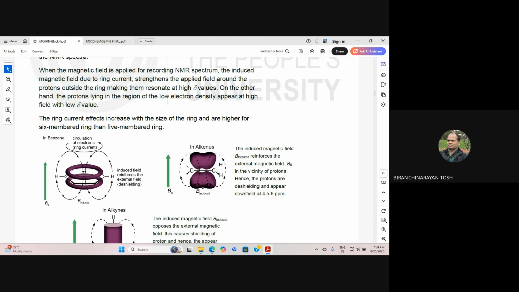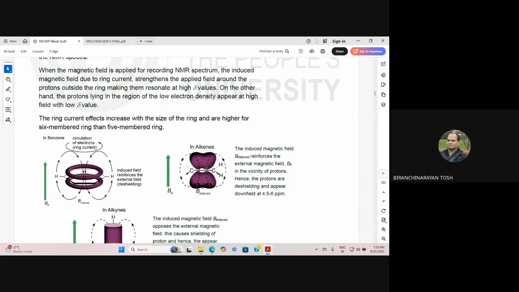Here, this is the ring current, the circulation of electrons in the ring, and the induced field is in this direction. The ring current is in this direction, and here it is in this direction. That means inside the ring, it is opposite to the applied magnetic field, and outside it is parallel to the applied magnetic field. So that's why it will increase the resonance.